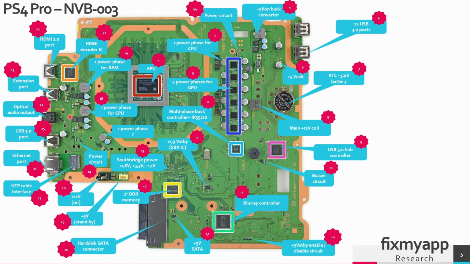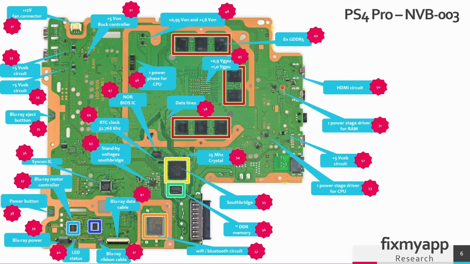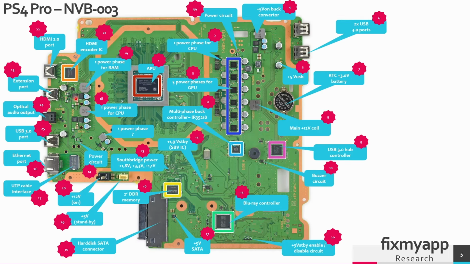one high side MOSFET and one low side MOSFET. Those two MOSFETs will be switching, and this voltage is for the CPU. So this power driver IC will drive two MOSFETs, one high side MOSFET and one low side MOSFET, and this power phase will provide voltage for the random access memory.